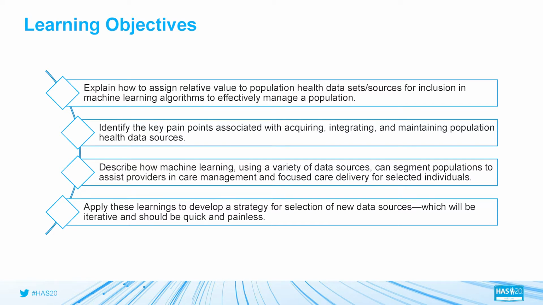We will review how machine learning using a variety of data sources can be used to segment populations for a variety of reasons in care management and for focused care delivery. And finally, we will look at these learnings in order to define a strategy to select new data sources, to identify which will be easily included in our data models and which will be the most useful.